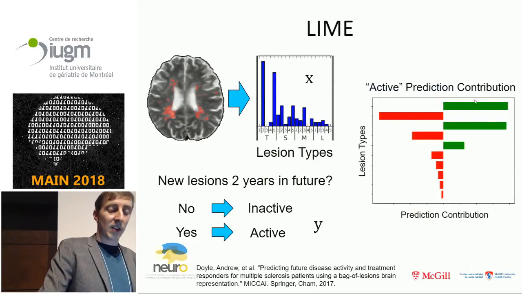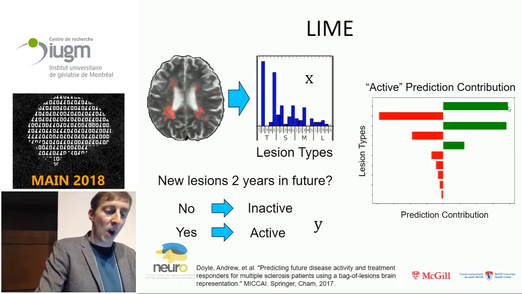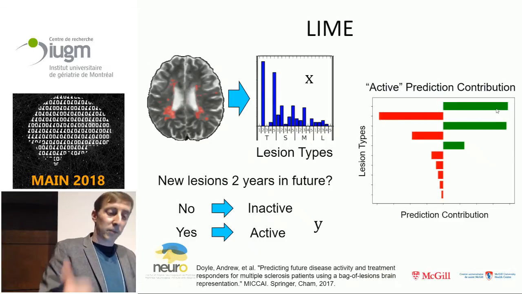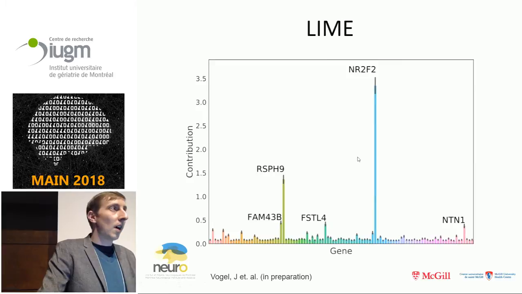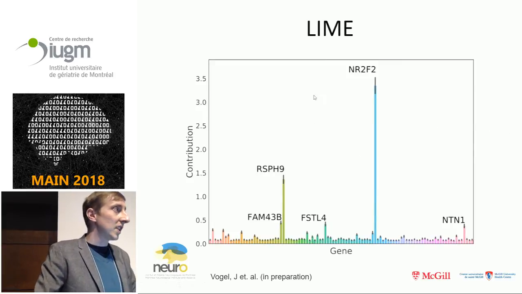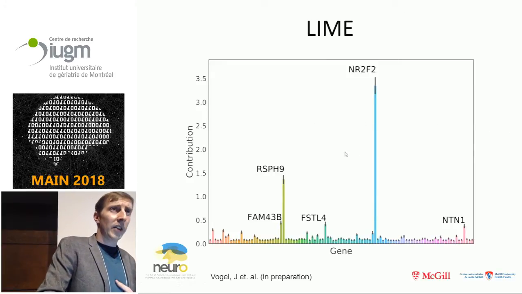LIME comes up with some measure. Lesion type one really predicts that you're going to get worse. Lesion type two is maybe not important, or maybe it actually protects you. It depends how you want to interpret this interpretability method. So also, Jake Vogel has used this in some work on the Allen Institute's data that they've released.